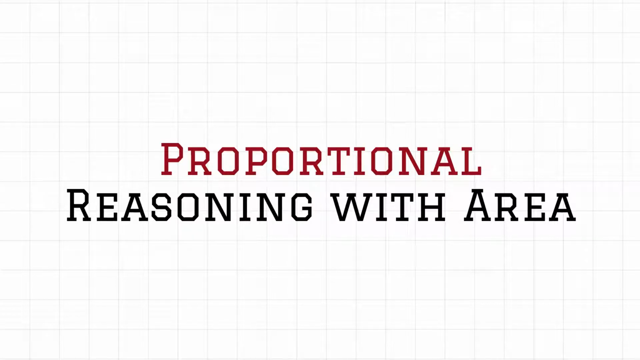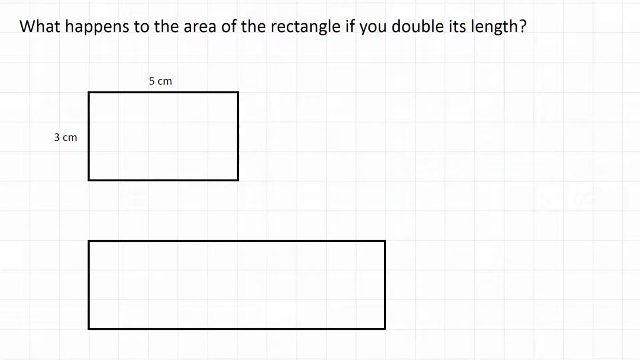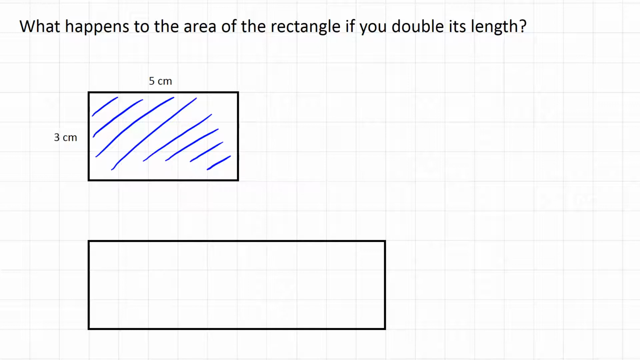There's a lot of things we can learn about area without actually doing any calculations. What happens to the area of a rectangle if we double its length? One way to go about this is to just grab those values and calculate the area directly. But I want to show you how we can answer this problem without actually having to do any calculations. So we look at the area of the 3 by 5 rectangle.